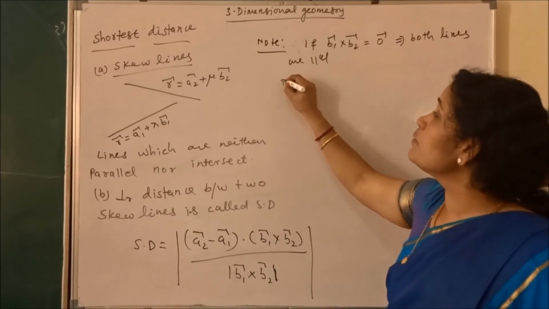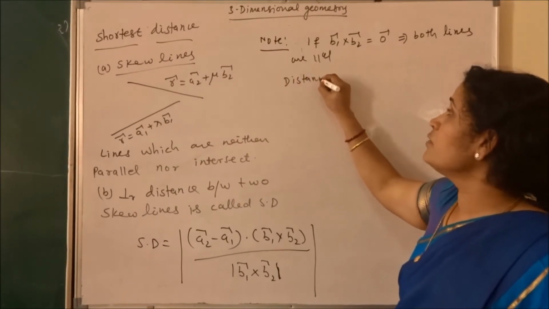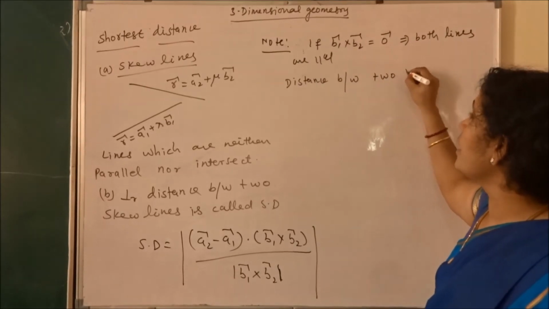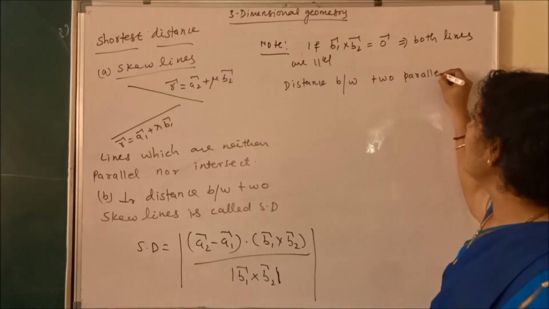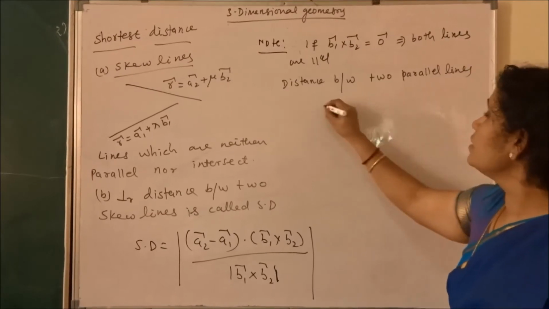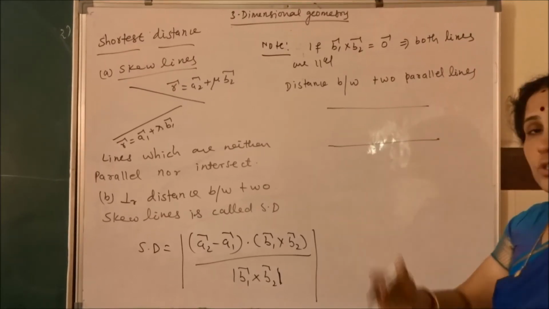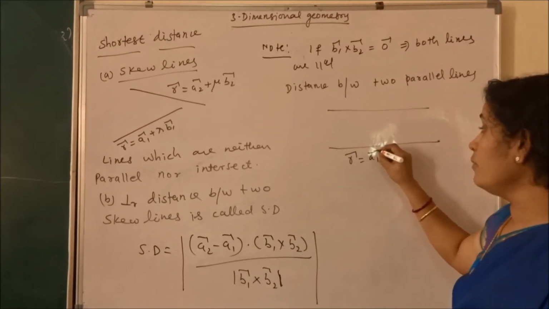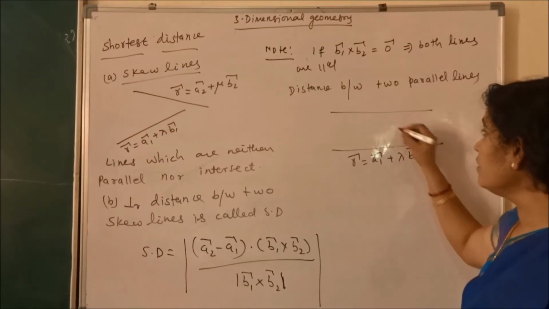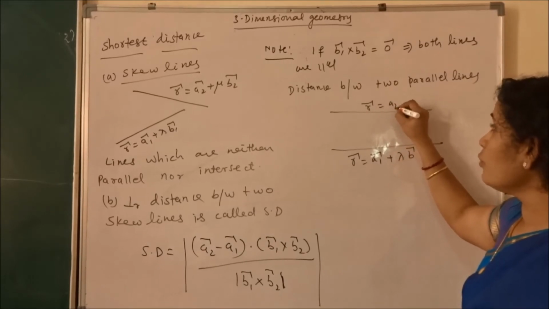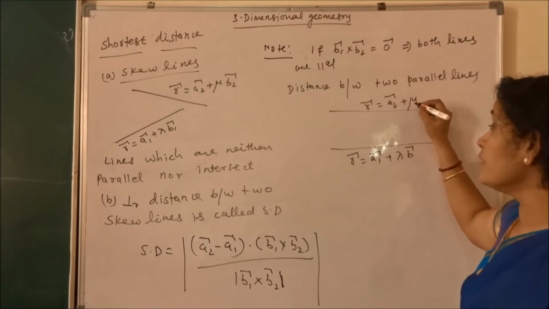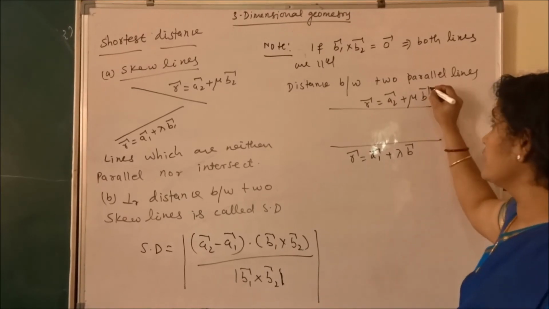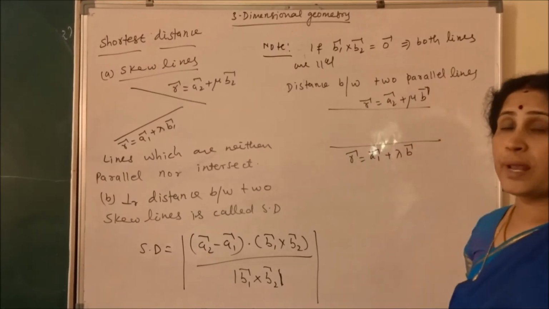So what is the distance between parallel lines? This is another most important formula: the distance between two parallel lines. See, this is one line and the other is parallel, so of course the direction ratio must be the same. I take R vector equal to A1 vector plus lambda into B vector, and another line R vector equal to A2 vector plus mu into B vector. Maybe the passing point is different, but the B vector must be the same. That's why we say both are parallel lines.